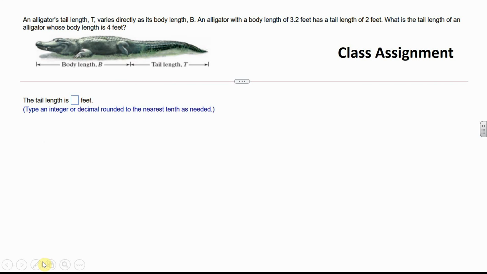So for this problem, this is a what of the three? A direct. It's a direct. Very good. So since it's direct, do I have the variables that I need to compare? What two variables are we comparing? The body length and the tail length. All right. So the tail length and the body length. Very good. So that's t is compared to b, right? So now how would I write the equation?